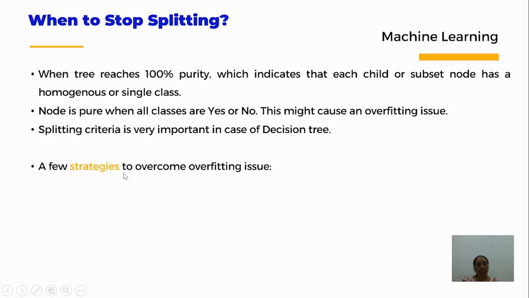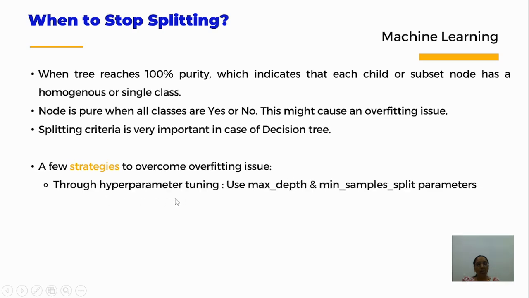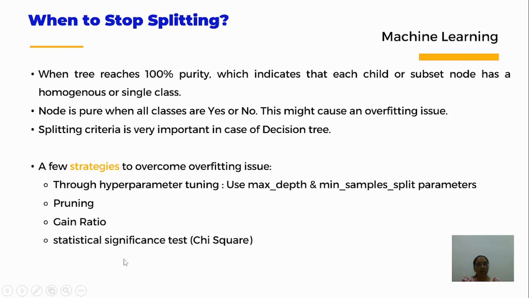A few strategies to overcome the overfitting issue are through hyperparameter tuning. So you can use parameters like maximum depth and minimum sample split while drawing the decision tree. Then you can use pruning techniques like post pruning and pre pruning, then gain ratio or the statistical significance test, that is the chi-square test. So these are all the techniques to overcome the overfitting issues.